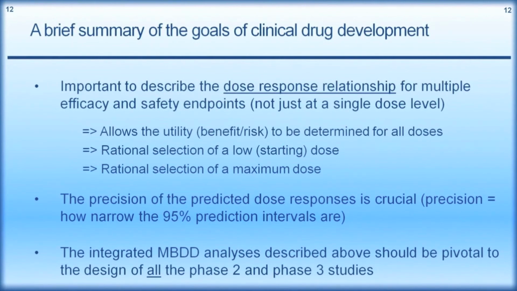Important in this process is the precision of the predicted dose responses. So when we talk about precision, we're talking about how narrow or wide those 95% prediction intervals are. Clearly we want to control that by running studies that are sufficiently large that we get a good estimate of the effects of the drug. So when we think about the integrated model-based drug development analysis, when we're designing the phase 2 studies and the phase 3 studies, we need to be thinking about putting all that data together to construct the types of plots that we've shown in this short presentation. And then you can make some rational decisions on drug development on the basis of that.